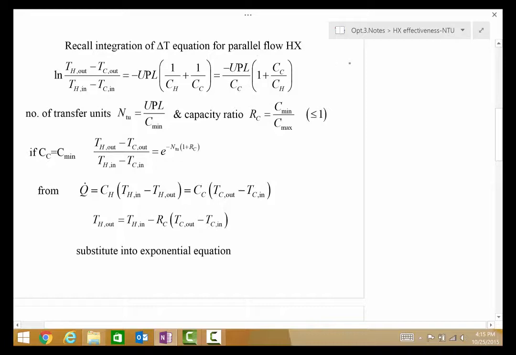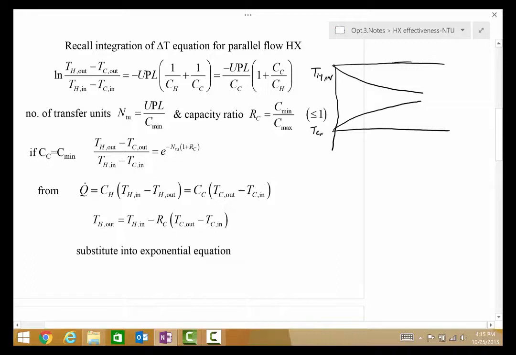Remember, the parallel flow heat exchanger problem is one in which both streams are flowing in the same direction. So we have a hot stream in and a cold stream in, and this is some length L. This is 0. When we did the integration of the delta T equation for the parallel flow heat exchanger, we talked about it in terms of epsilon and NTU, but we just remember that the basic integration results in this formulation.